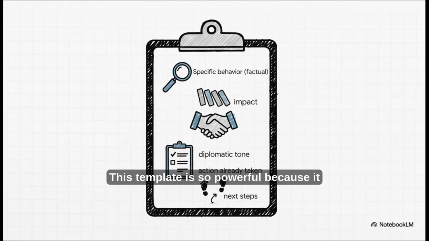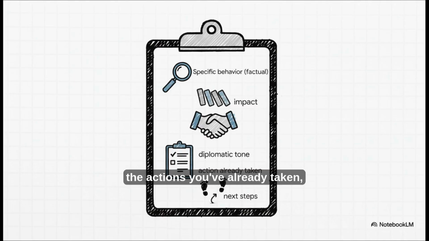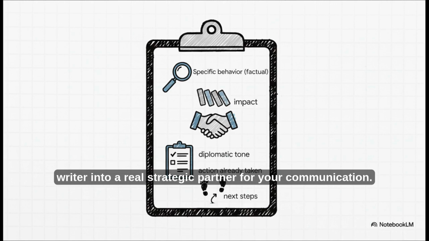This template is so powerful because it forces you to be specific and objective. You provide the factual behavior, no emotion, just the facts. Its impact on learning, the diplomatic tone you need, and this is the key part, the actions you've already taken, and what you suggest as next steps. This totally transforms the AI from just a writer into a real strategic partner for your communication.